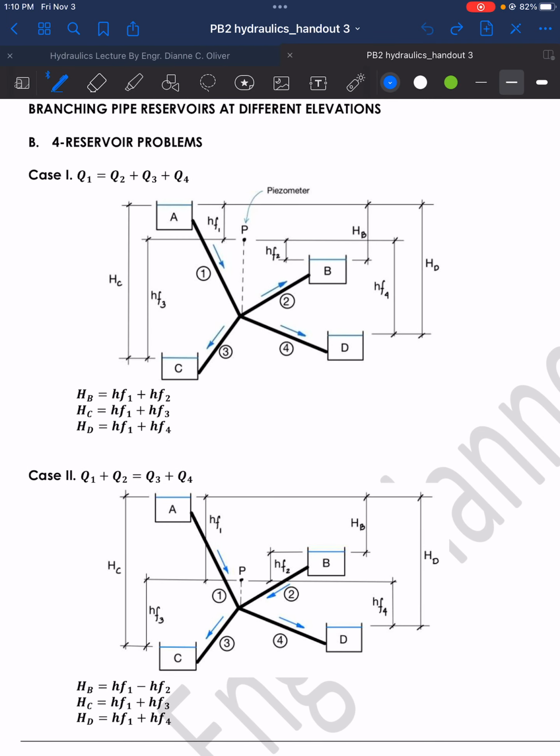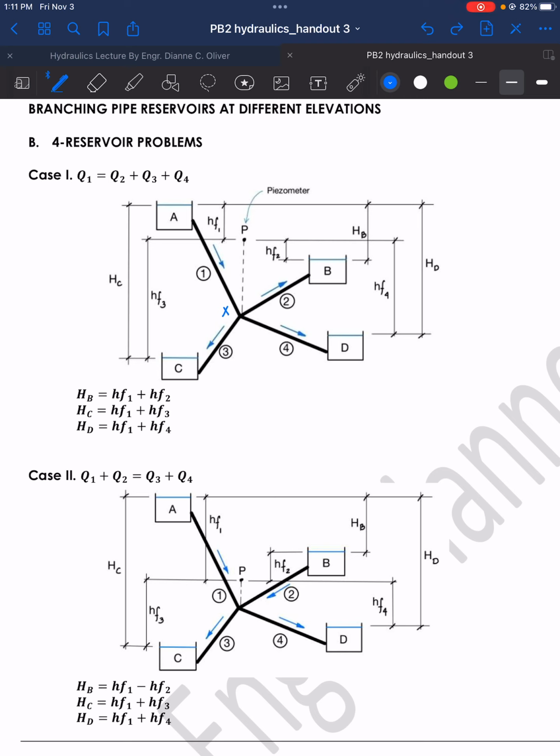So in these 4 reservoir problems, we have case 1 and case 2. For case 1, in this 4 reservoir A, B, C, D, the reservoir A will have a flow from the reservoir up to the junction here. Say this is junction X. And from this junction X, the flow of water is from junction X towards reservoir B. Now if that happens, the piezometer reading is above the elevation of the reservoir B.